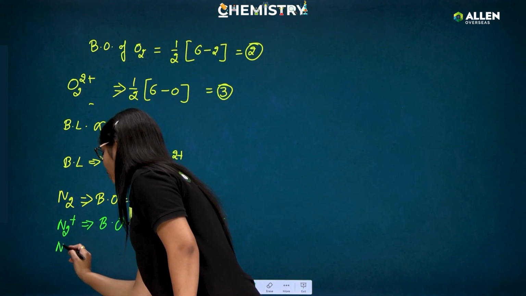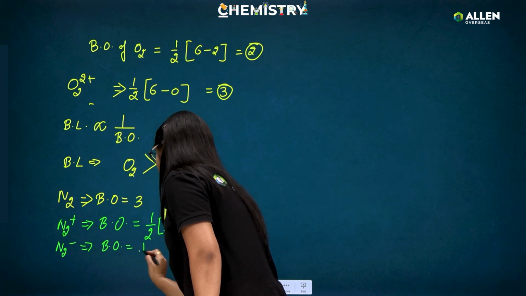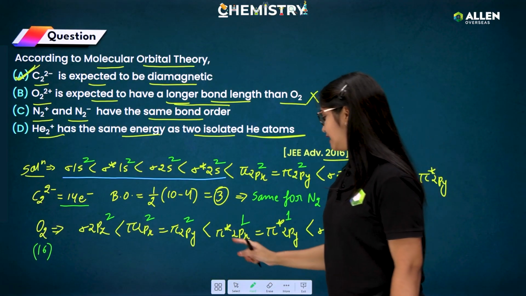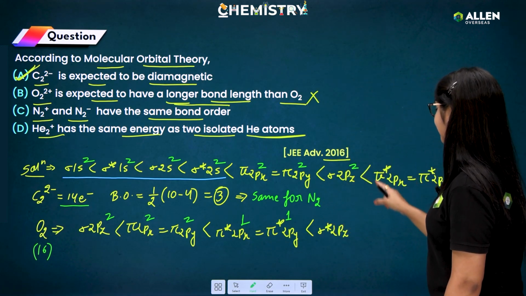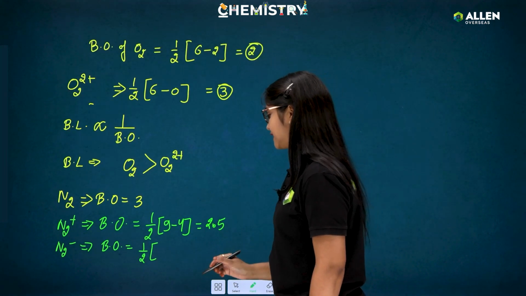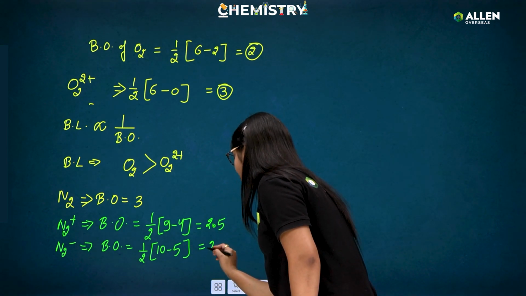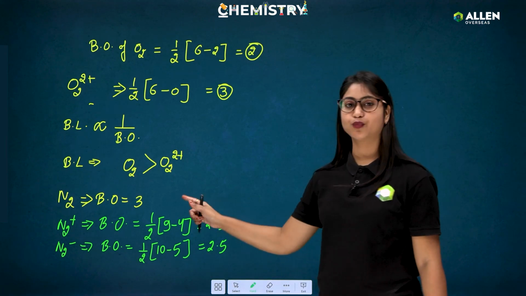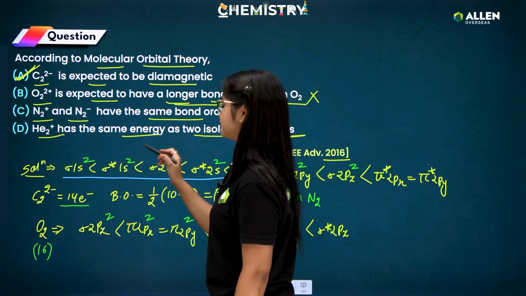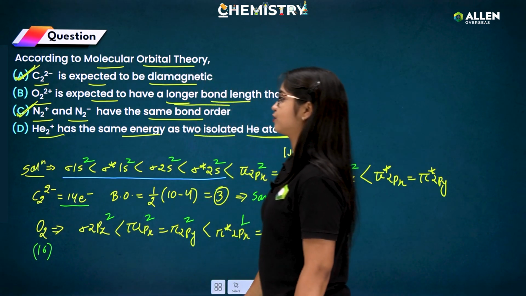Now similarly for N2 minus, you are adding one extra electron. That extra electron will be added in the anti-bonding molecular orbital. So the bonding electrons remain the same, that is 10. In anti-bonding you now have 5. So it is again 5 by 2, that is 2.5. So yes, we can say that N2 plus and N2 minus have the same bond order. So option C is also right for this question.